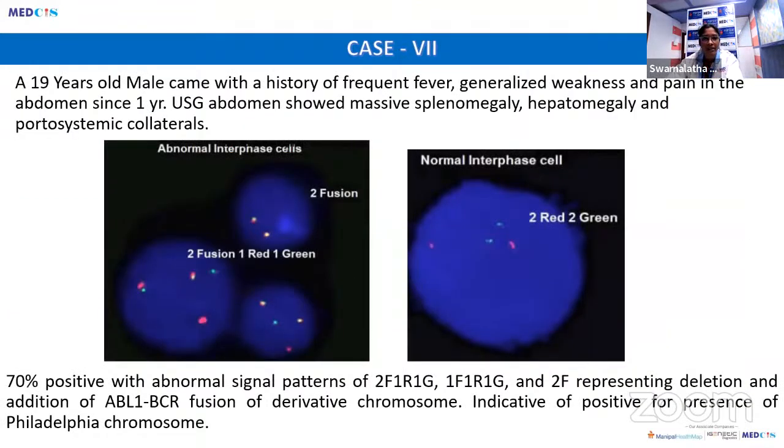Coming to case 7, this is a case of a 19-year-old male who came with a history of frequent fever, generalized weakness, and pain in the abdomen for 1 year. Ultrasound of the abdomen showed massive splenomegaly, hepatomegaly, and portosystemic collaterals. We did FISH testing on the bone marrow, and we could see a 70% fusion in BCR-ABL, indicating the presence of a positive Philadelphia chromosome.